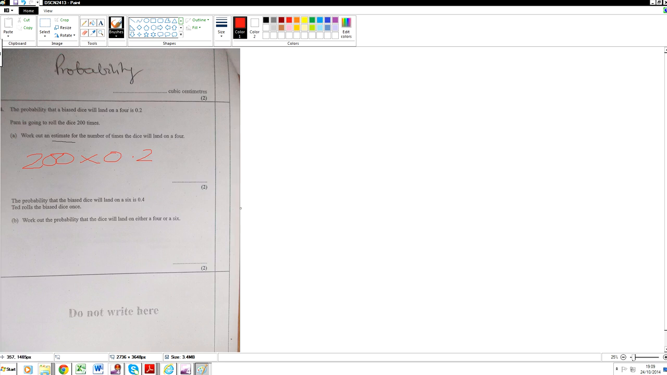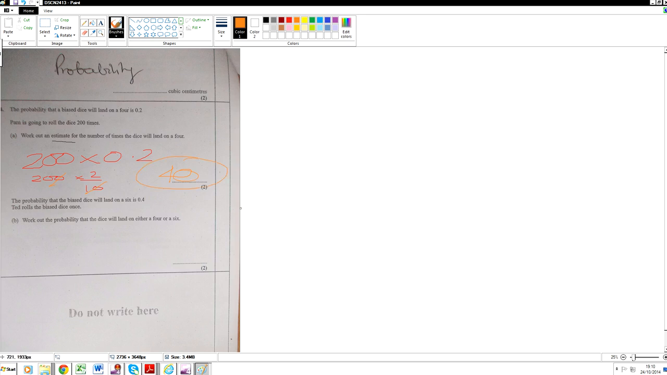So the way we work that out, you can change the number into a fraction, if you like. So 200 times 2/10. So divide that by 10, divide that by 10. We end up with 20 times 2, which gives us an answer of 40.